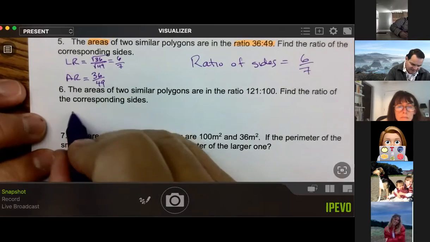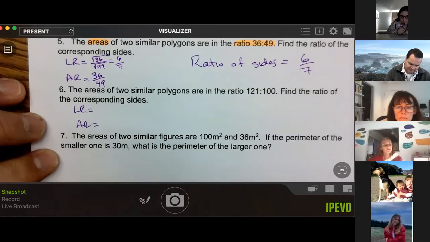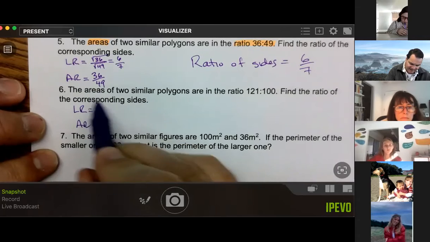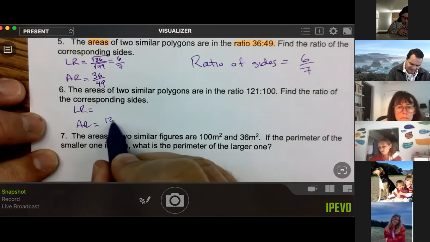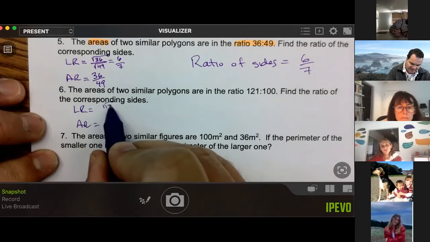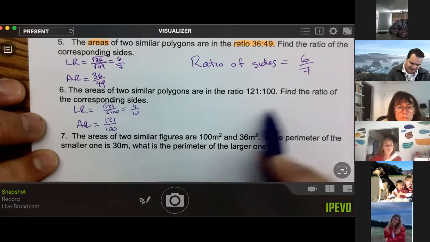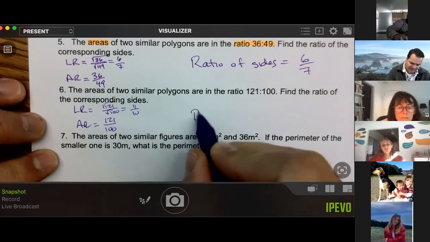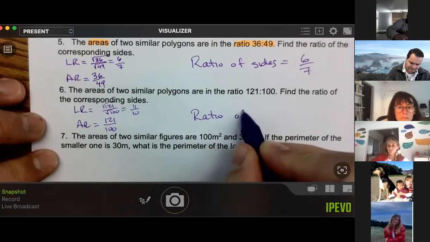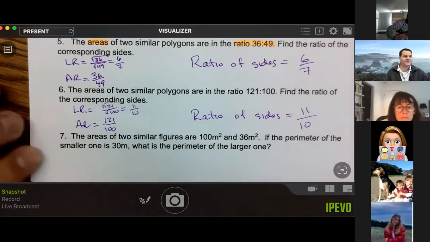Okay, so this one we start off with LR and AR. This time they're giving us areas again. So I'm going to start off down here, which means my length ratio is going to be the square root of those, which is 11 over 10. So the ratio of the corresponding sides is 11 to 10.